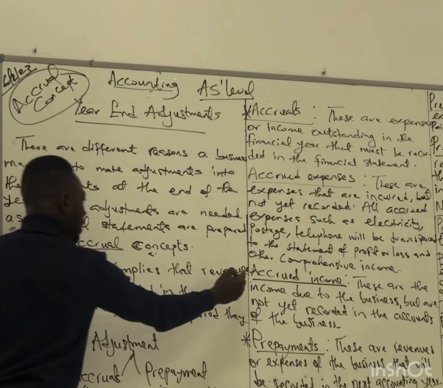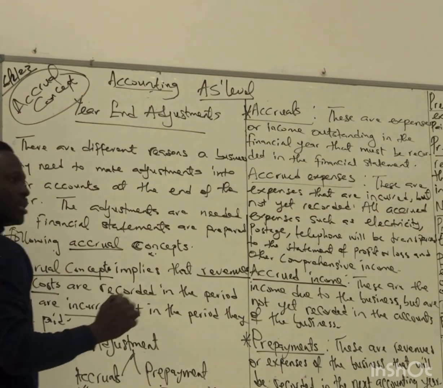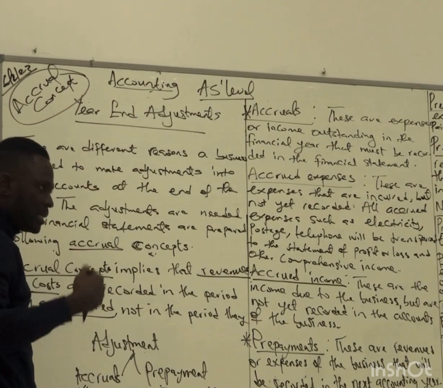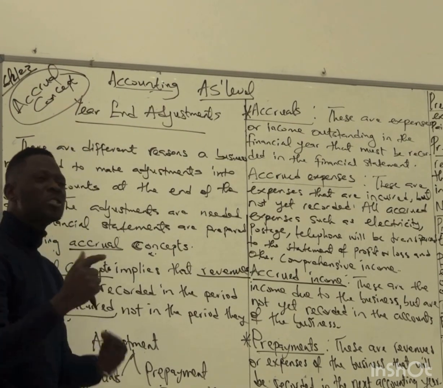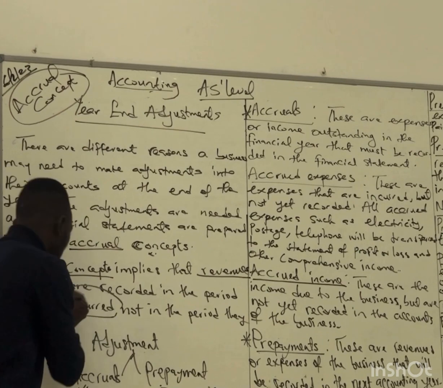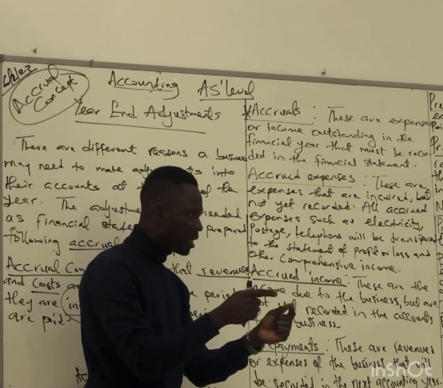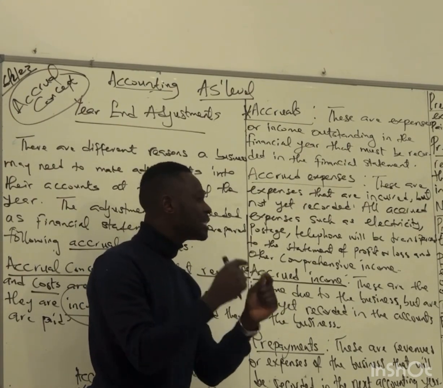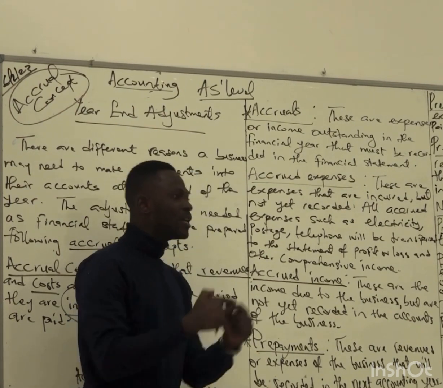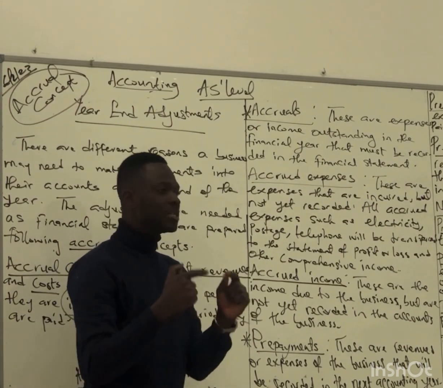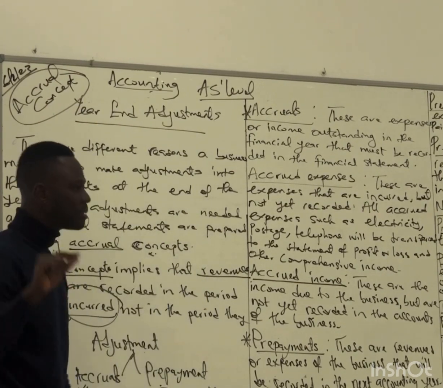It implies that revenues and costs are recorded in the period they are incurred. The revenue, that is the money you make in the business, and the costs, the expenses in the business, must not be recorded until they are incurred. That means you have used them. If I have paid you for something and have not gotten that thing from you, you should not record it. If you have paid me for something and you've not gotten what you want from me, I should not record it. That is what the accrual concept is about.